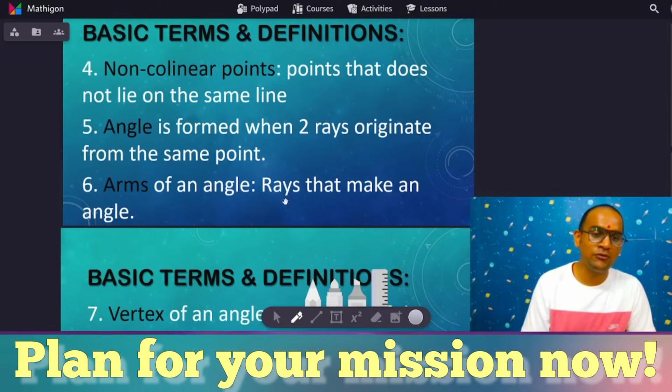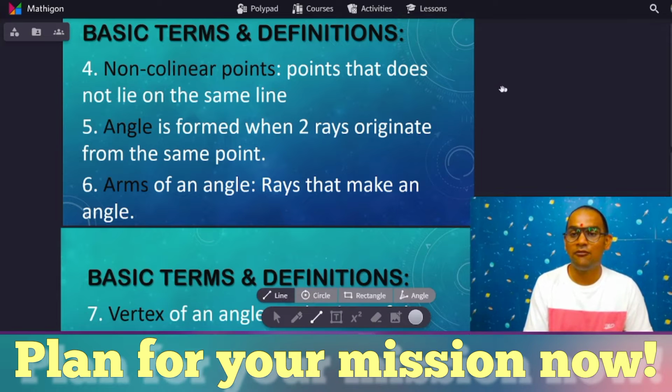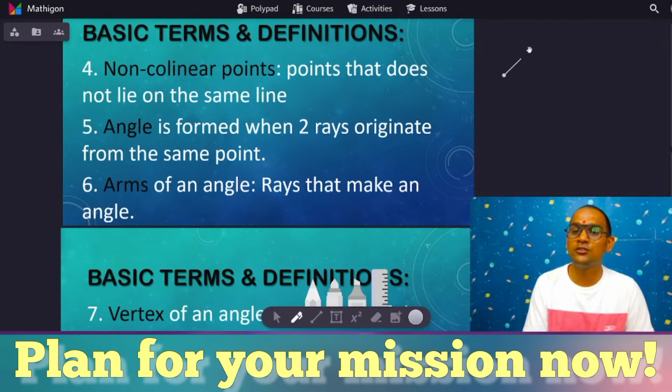Now, the fifth one is: an angle is formed when two rays originate from the same point. Over here, suppose we have one point and there are two rays originating from this one point.